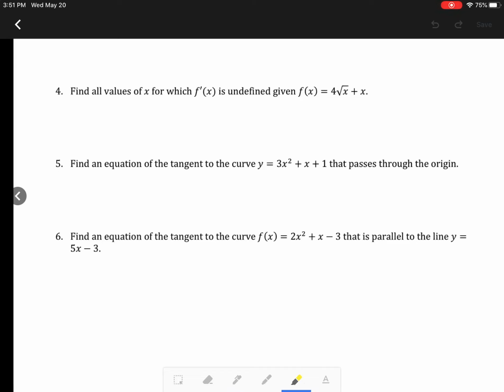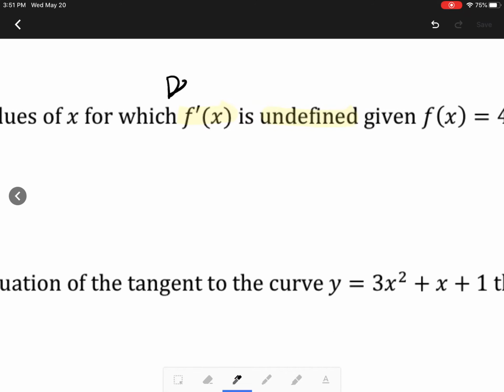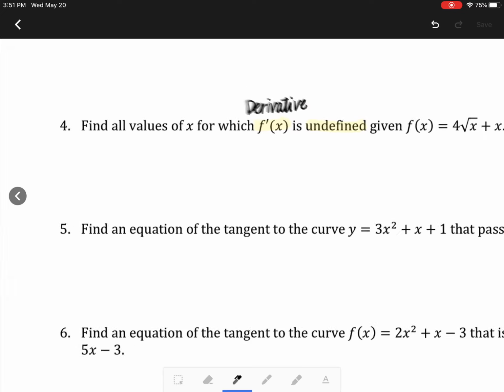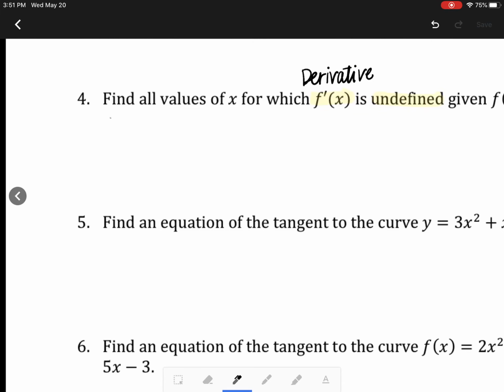So let's start with number 4. Number 4 starts by asking us to find all the values for which f prime of x is undefined. f prime of x, I want to remind you, is our derivative. So it wants to know where this derivative is undefined. That's what it's asking. So we need to, step 1, take the derivative. I'm going to write: find the derivative f prime of x.